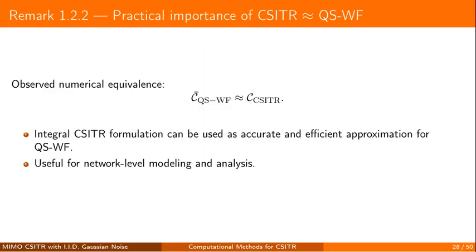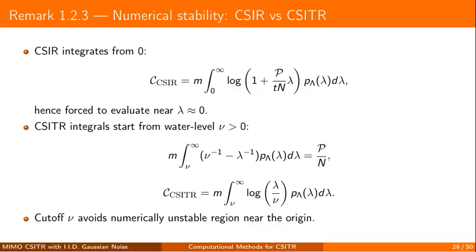The practical consequence is substantial. Numerically, the two are indistinguishable, which means we can use the integral CSITR formulation as an accurate, efficient approximation to the practical water filling model. This is particularly useful for network-level modeling, where we need to evaluate capacity at thousands of points and cannot afford to simulate every one.